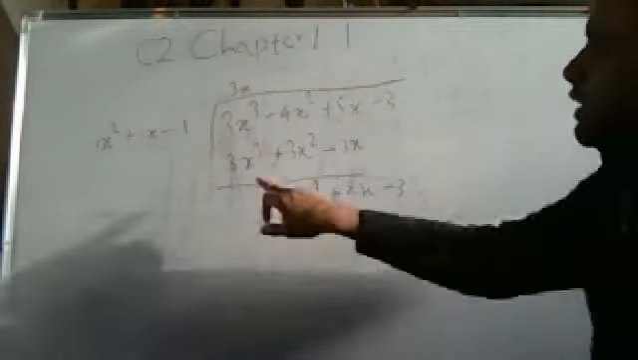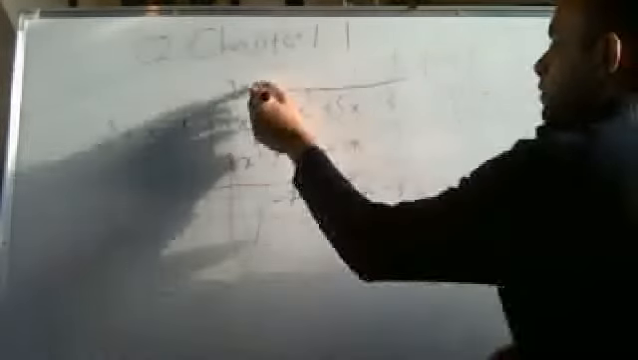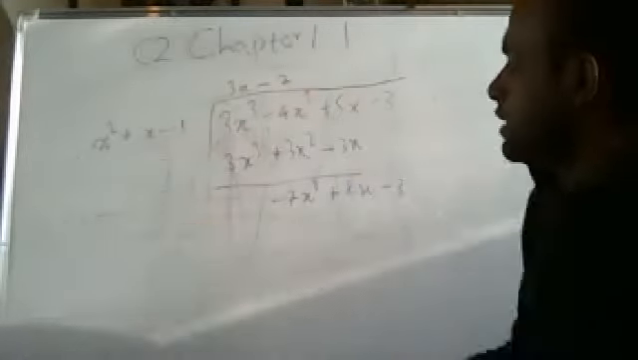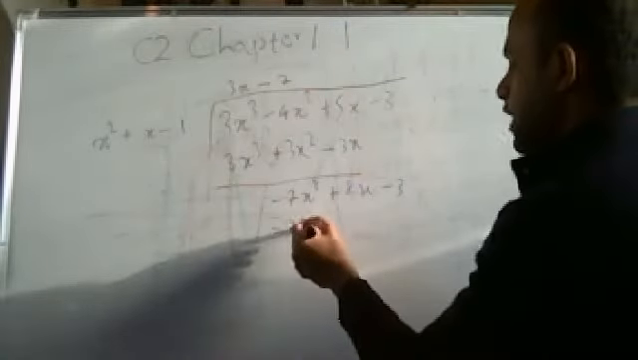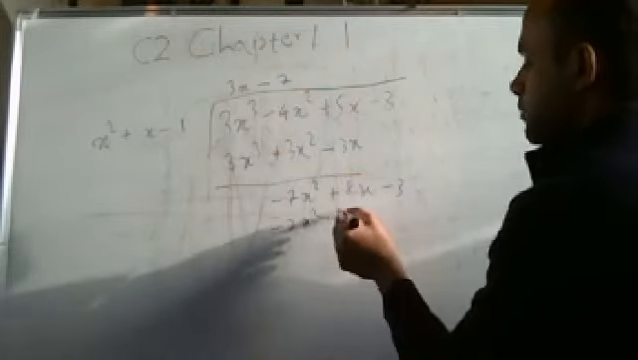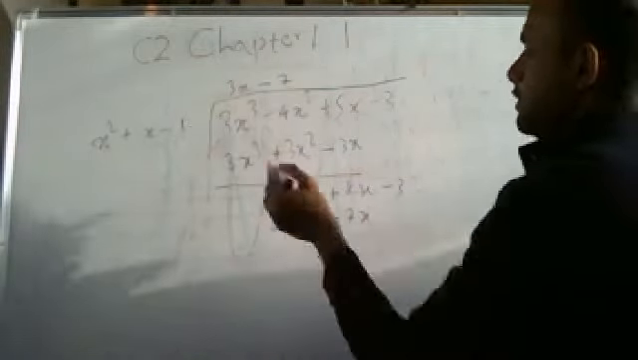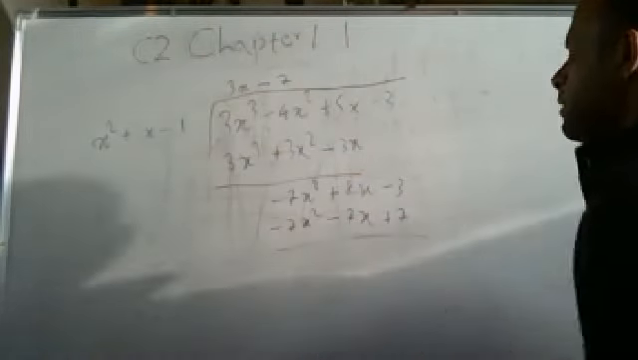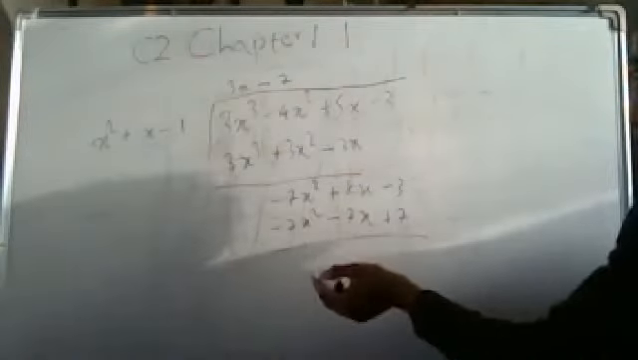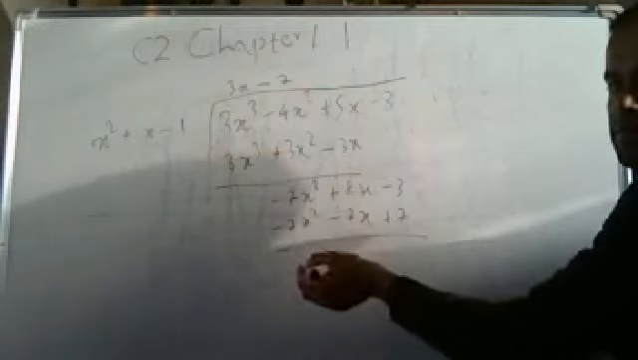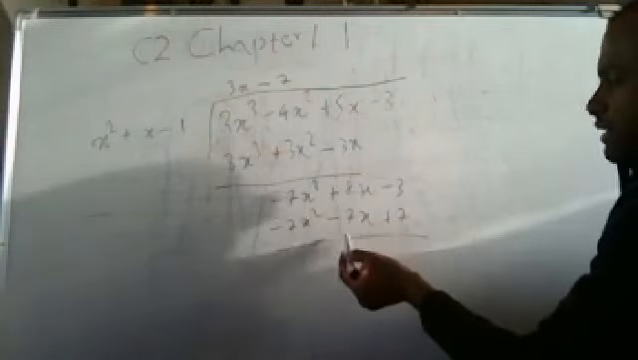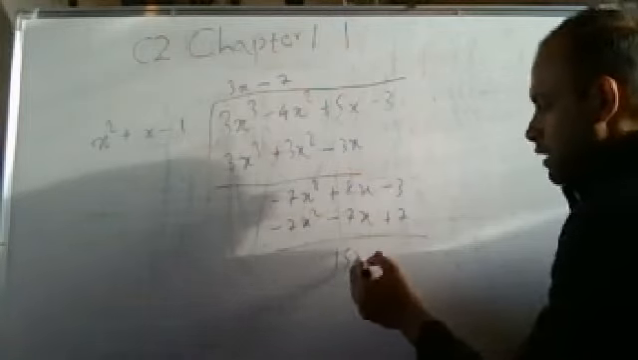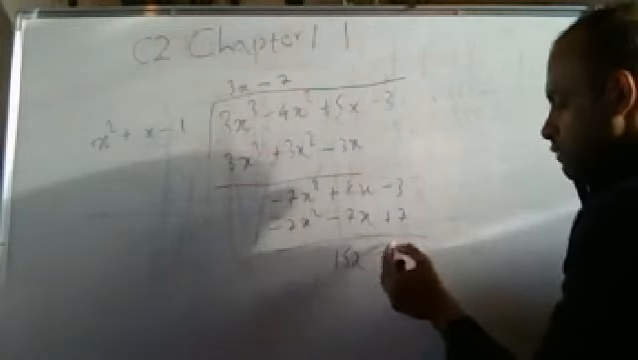Minus 7x squared divided by x squared is minus 7. Minus 7 times x squared is minus 7x squared. Minus 7 times x is minus 7x. Minus 7 times minus 1 is plus 7. Now when you subtract here, these two cancel. 8x minus minus 7x is the same as 8x plus 7x, which is 15x. Minus 3 minus 7 is minus 10.